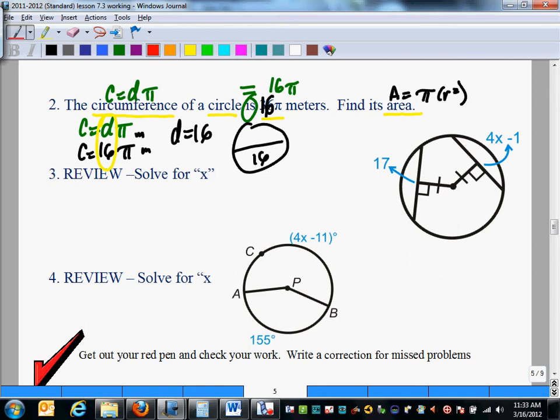All right. Now, look what we want. We want radius. So if the diameter is 16, the radius is going to be 8. So I write area equals pi 8 squared. Write this down, please, Amanda. And we go here, 8 times 8 is 64 pi meters squared. That, my friends, is the correct answer.